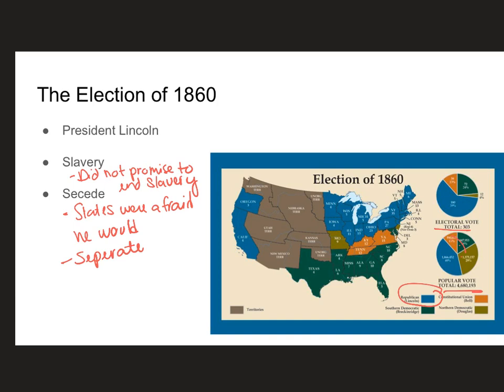So we ended up having multiple states seceding. There were 7 states that ended up seceding from the Union: Alabama, Florida, Georgia, Louisiana, Mississippi, South Carolina and Texas. And so this essentially led us right into the Civil War after these states seceded.